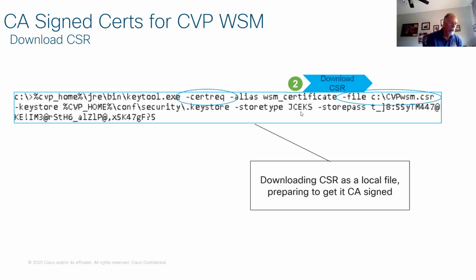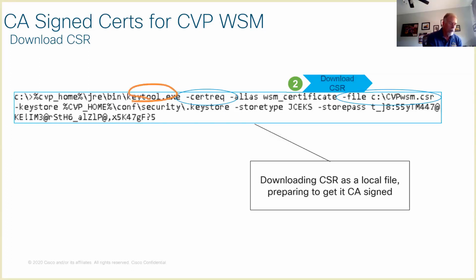Here, all I'm simply doing is using this keytool command with the cert request switch here. The cert request is, I'd like to download a copy of this certificate request. For who? For the alias WSM certificate. And I'd like to create a file on the C drive named something.csr. In this case, CVP WSM.csr.